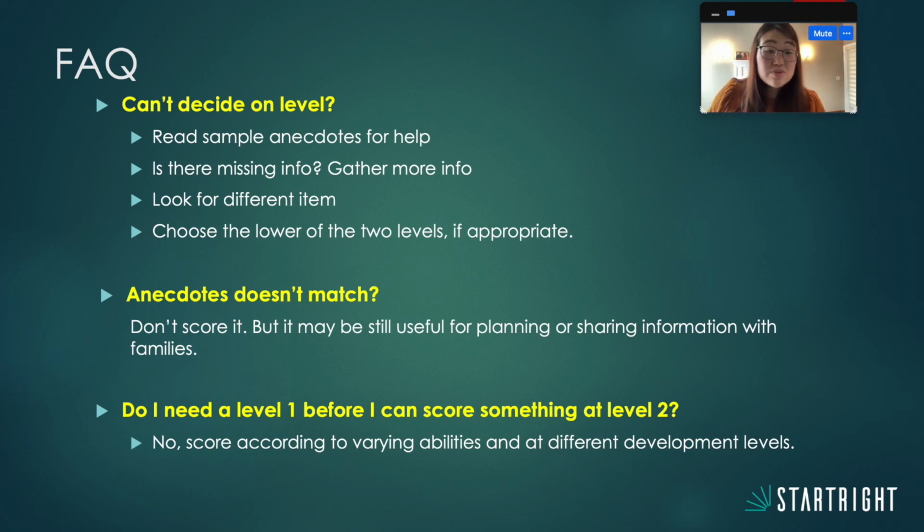Do I need a level 1 before I can score something at level 2? The answer is no. Score according to the abilities and at different development levels. Sometimes if the child comes in at 5 years old, they're actually quite mature. So you don't score at level 1, level 2 anymore. Look at where they are at and score according to where they're at.